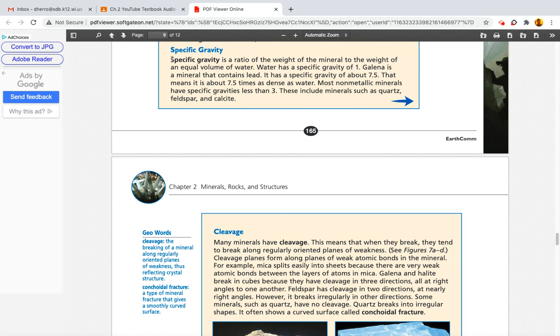Specific gravity. Specific gravity is a ratio of the weight of the mineral to the weight of an equal volume of water. Water has a specific gravity of 1. Galena is a mineral that contains lead. It has a specific gravity of about 7.5. That means that it is about 7.5 times as dense as water. Most nonmetallic minerals have specific gravities less than 3. These include minerals such as quartz, feldspar, and calcite.